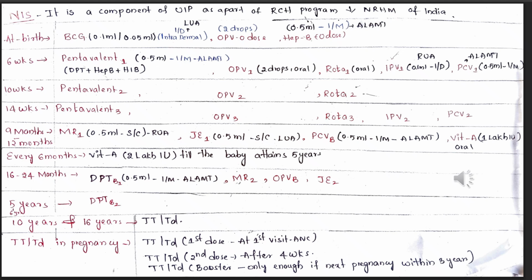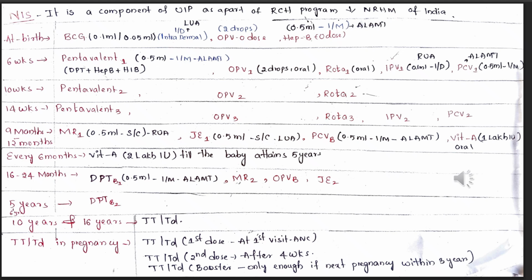The next vaccine at 6 weeks is PCV, pneumococcal conjugate vaccine, first dose. This is also given at the anterolateral aspect of the mid thigh, with a dose of 0.5 ml intramuscularly. So pentavalent 1, OPV 1, Rota 1, IPV 1 and PCV 1 will be given at 6 weeks of age, or 1.5 months.